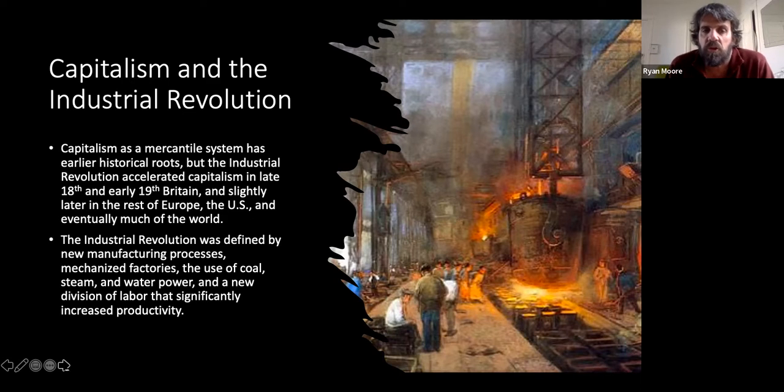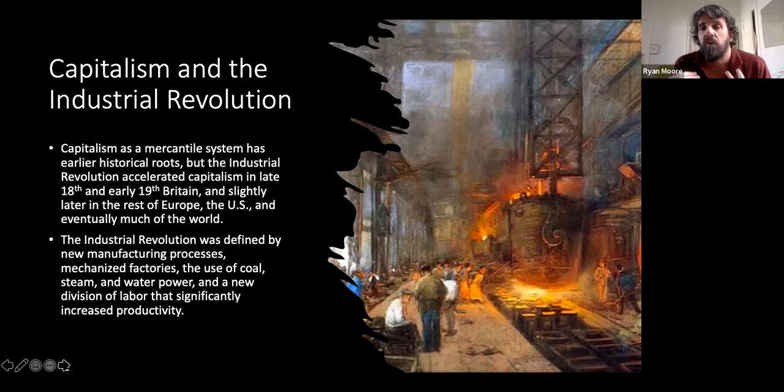The Industrial Revolution was defined by these new manufacturing processes, these new developments of mechanized factories, the use of coal and steam and water power. In a lot of ways, it's the rise of the fossil fuel economy that is choking the planet today. It really has its roots in this Industrial Revolution.